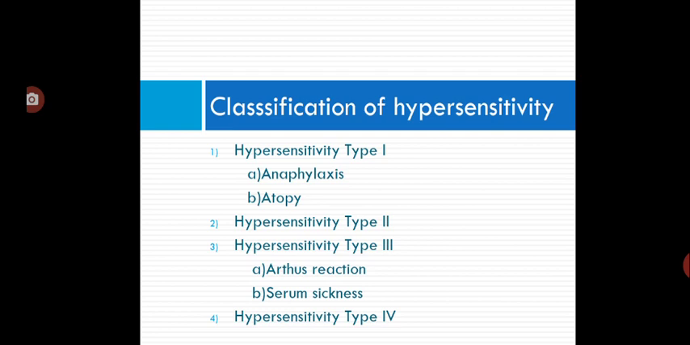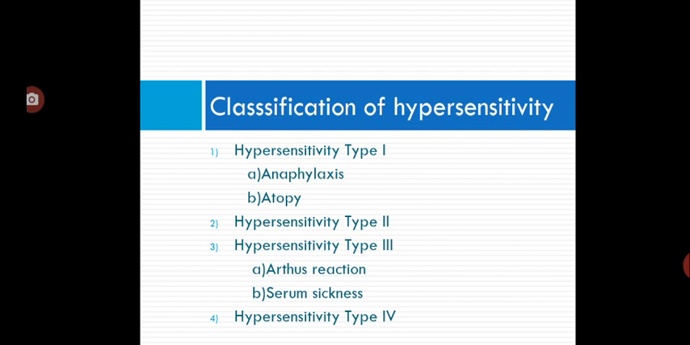Type 3 hypersensitivity reaction is characterized by deposition of antigen-antibody complex in tissues leading to tissue damage. Two typical type 3 hypersensitivity reactions include Arthus reaction due to relative antibody excess and serum sickness due to relative antigen excess.